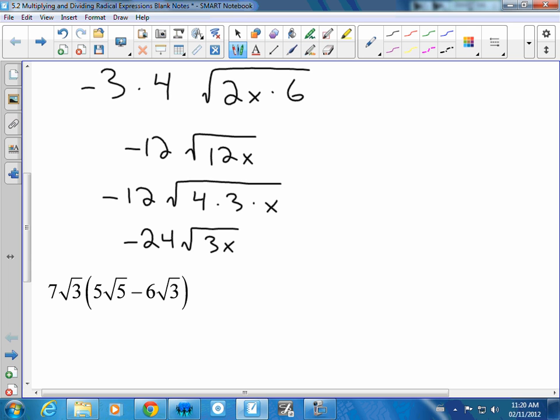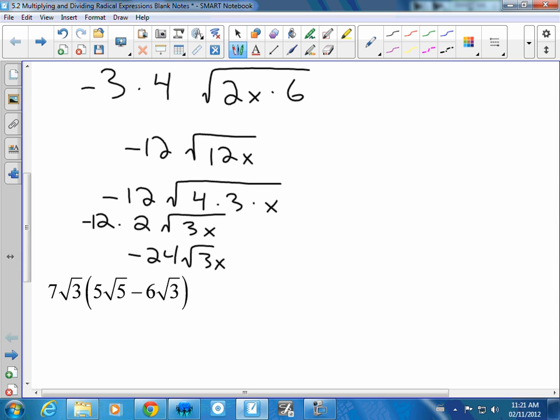If you're missing that step there, what I would recommend doing is don't jump to that last step, but do it this way. Negative 12 times, what's the square root of 4? 2, right? 3x. So then you get your negative 24 root of 3x. You see? Because all we did was take the square root of 4, so it's 2. Write that down if you're going to miss that step.